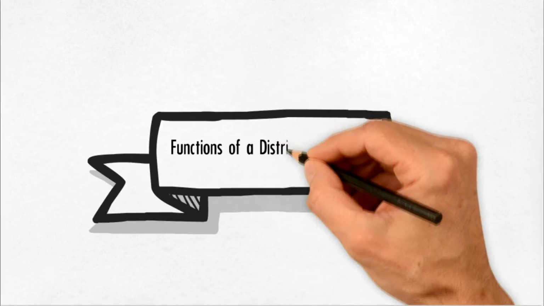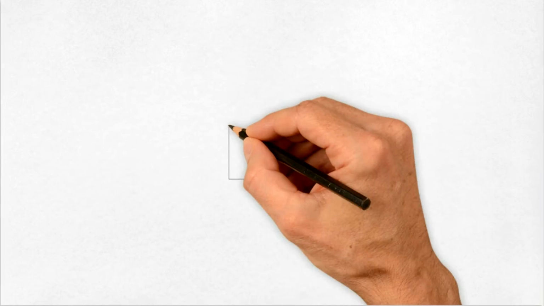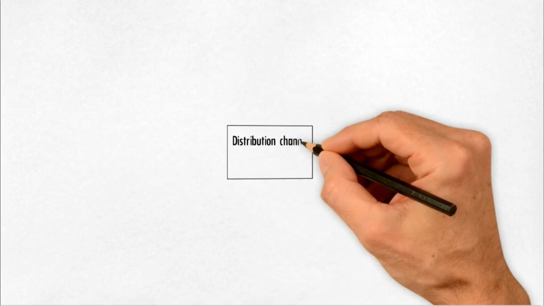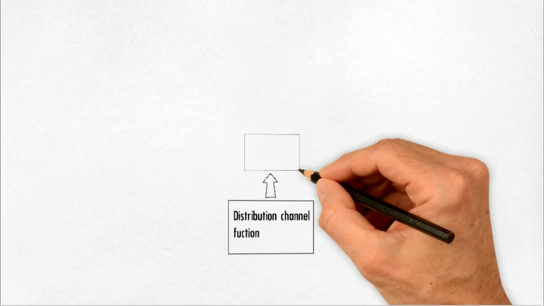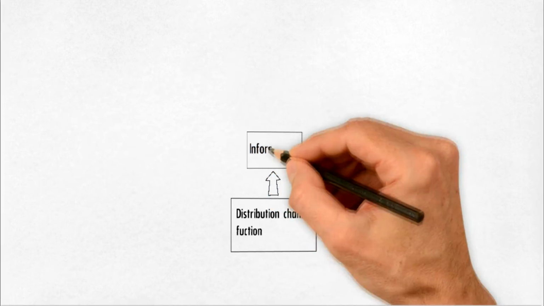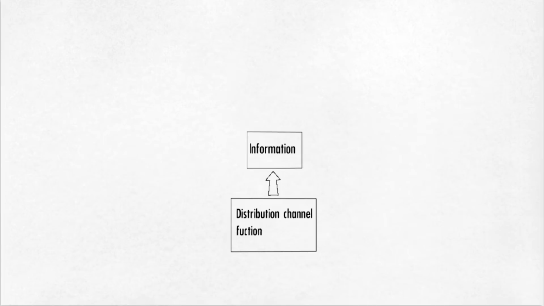Now let's discuss the functions of distribution channel. Distribution channel has many functions. Information is one of the functions of distribution channel. What is information? Information involves collecting and sharing market research and intelligence important for marketing planning and decisions.